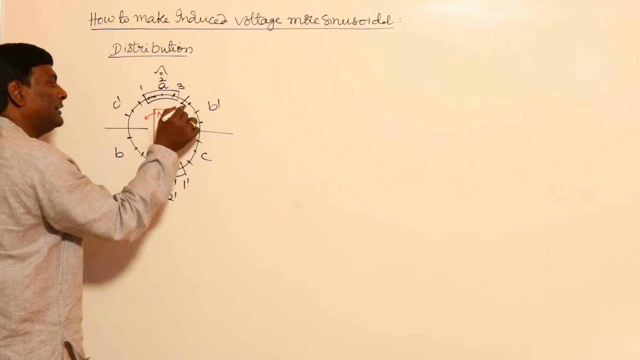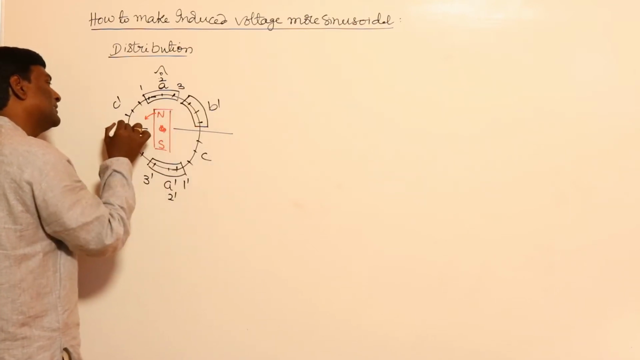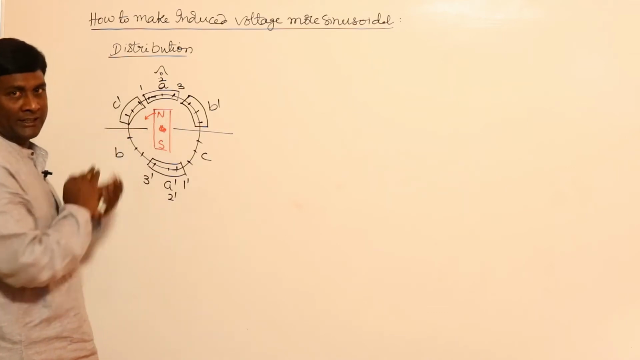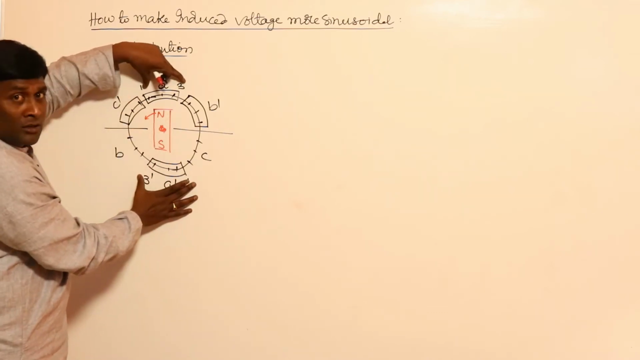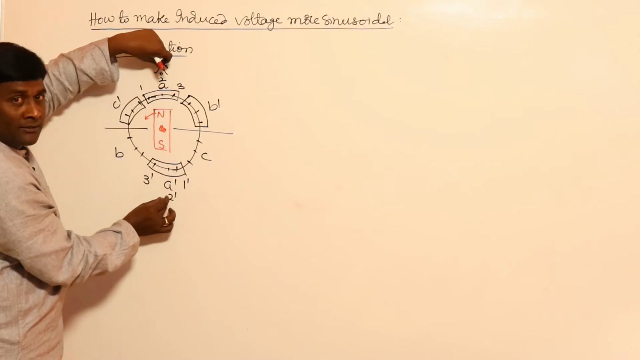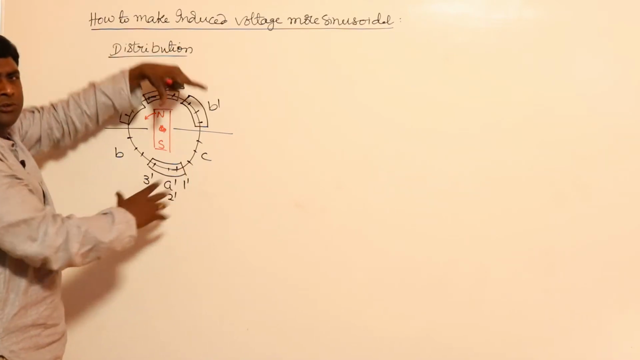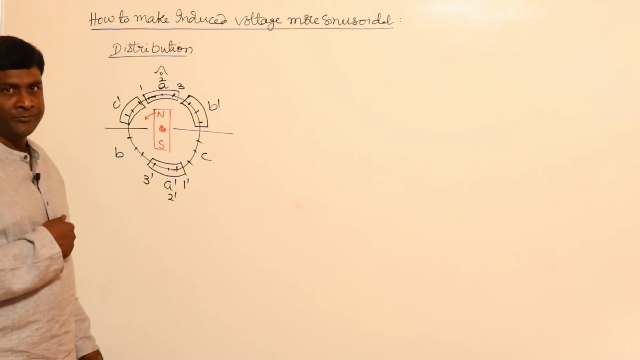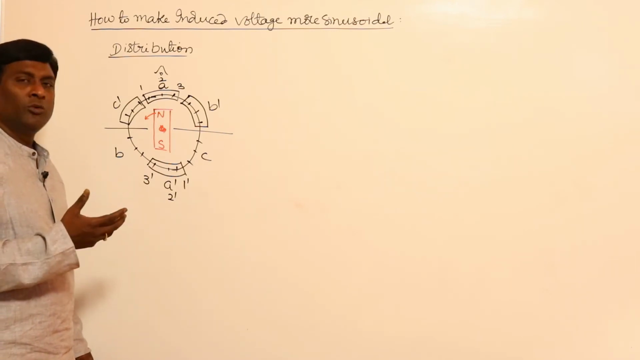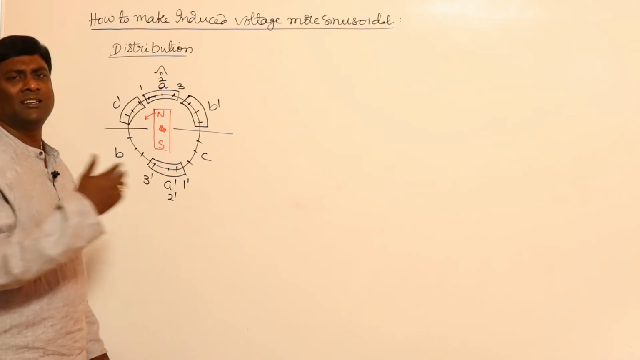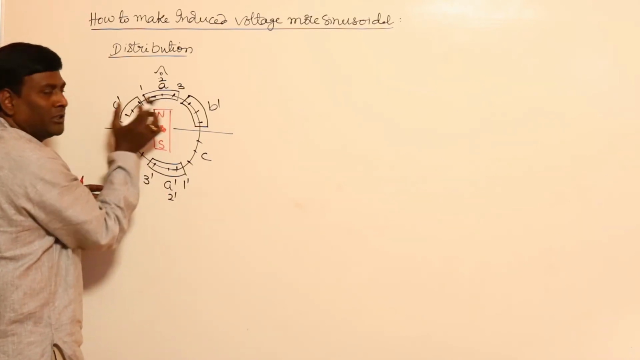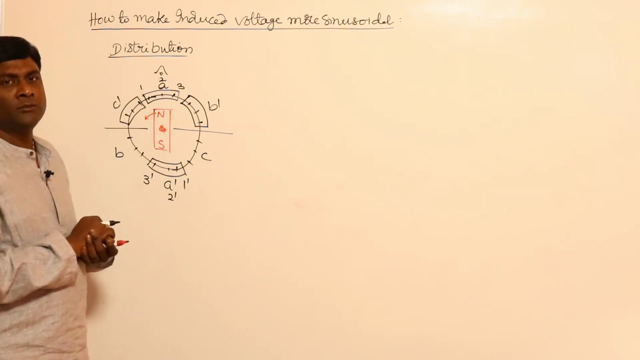Similarly, for B, let me take this. For C, let me take these 3 slots. This is called distribution of winding. Rather than keeping all the turns in one slot, let us distribute the winding. Because of distribution of the winding, harmonics will be reduced. I will not be able to analyze now, because unnecessarily it's a waste of time. So see here, if I distribute the winding, harmonics are going to be reduced.